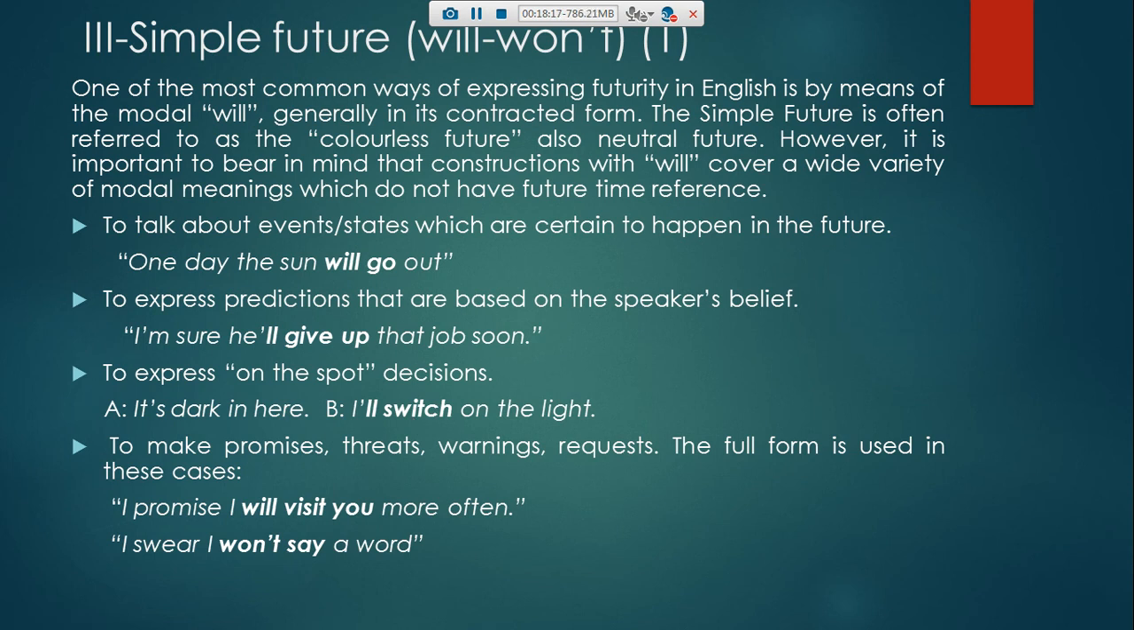To make promises, threats, warnings, requests. In this case, the full form is used. I promise I will visit you more often. I swear I won't say a word.